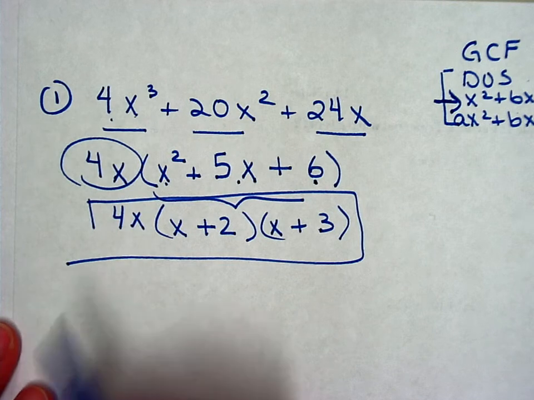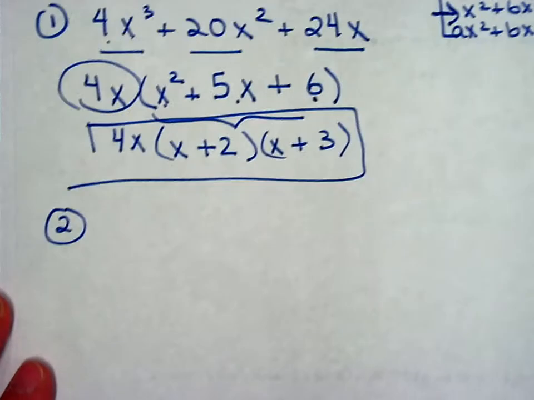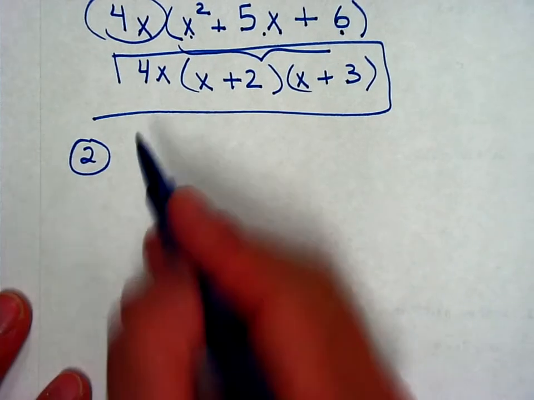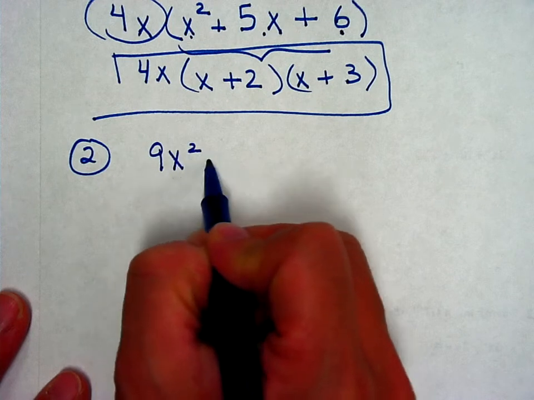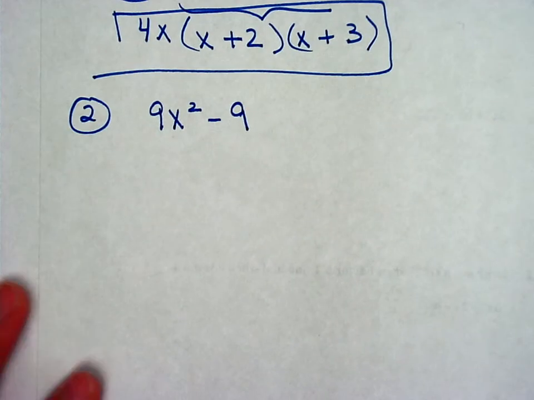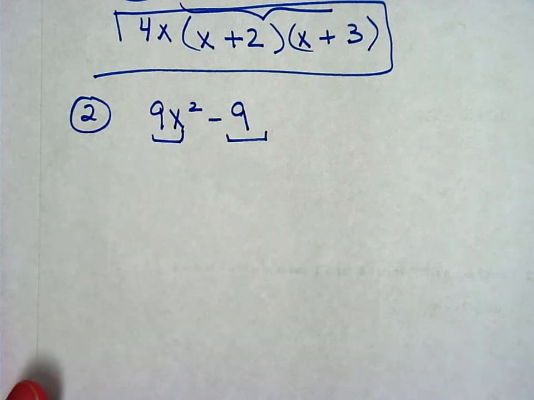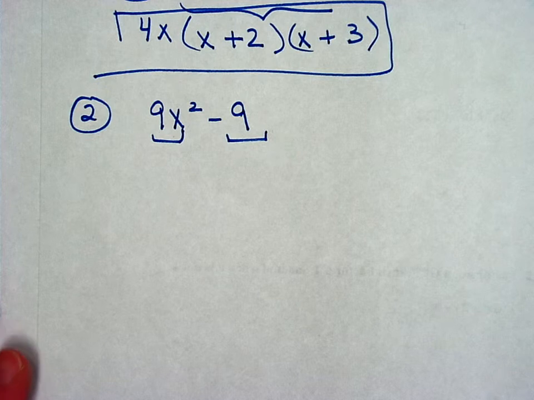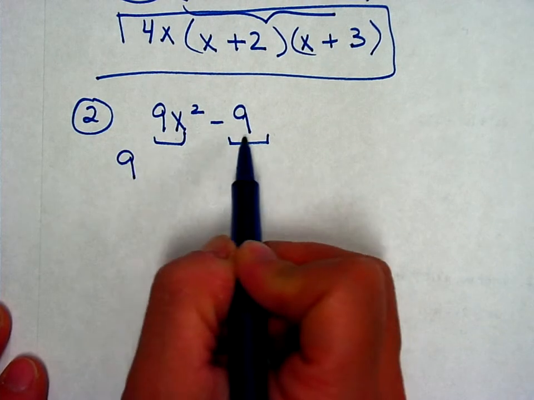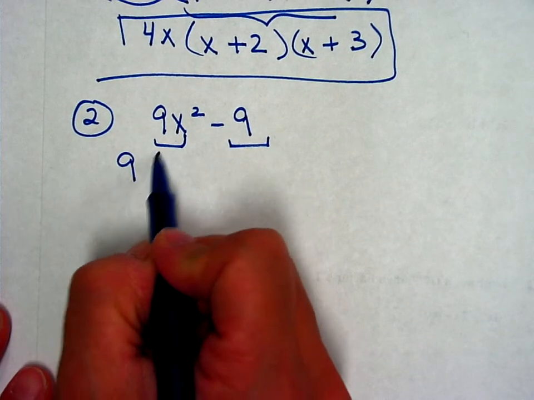Okay, I'm going to have you put 2 more problems onto your notes. The second one, copy down this into your notes, 9x squared minus 9. Same thing, we always start with the GCF. So I only have 2 terms. I notice that there's a greatest common factor of a 9. Both the terms have a 9 I can divide out. And there's not an x in both, so I can't pull out that x. So I'm going to factor out a 9.